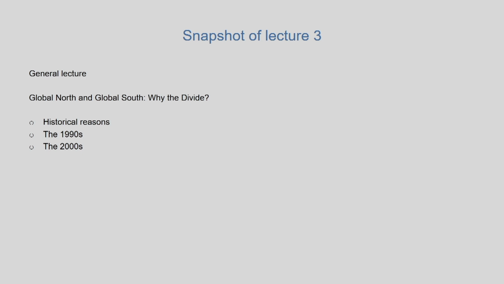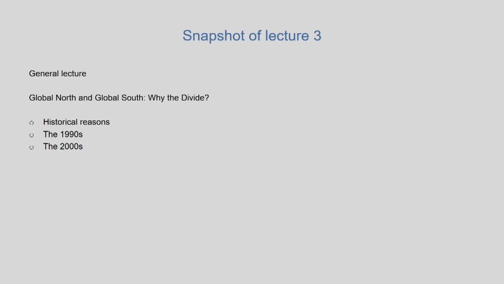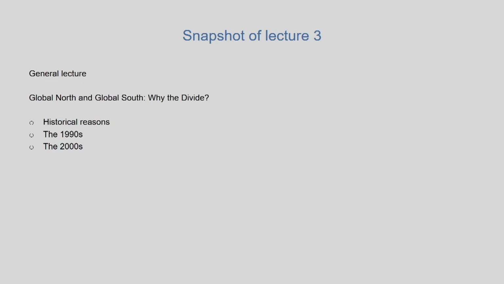Finally, I would give you a short introduction to the next lecture, which is a general lecture, titled The Global North and the Global South, Why the Divide. What we will try to do in the next lecture is to look at the historical reasons as to why the global North and the global South came to be known as they are. The focus will be on the decade of the 1990s and the 2000s.